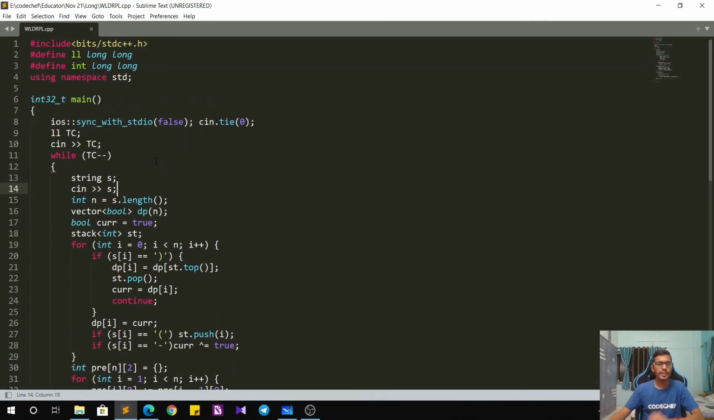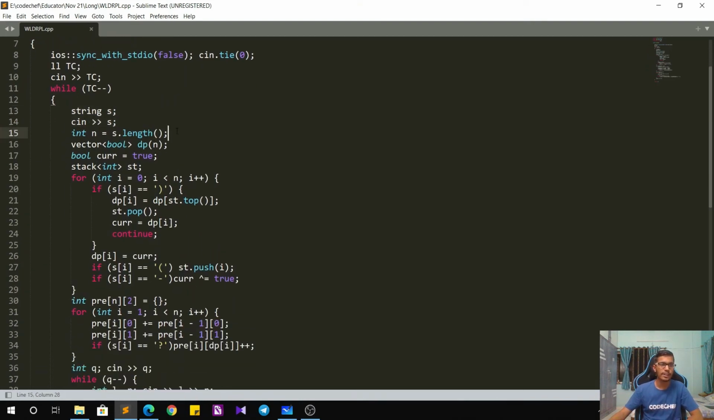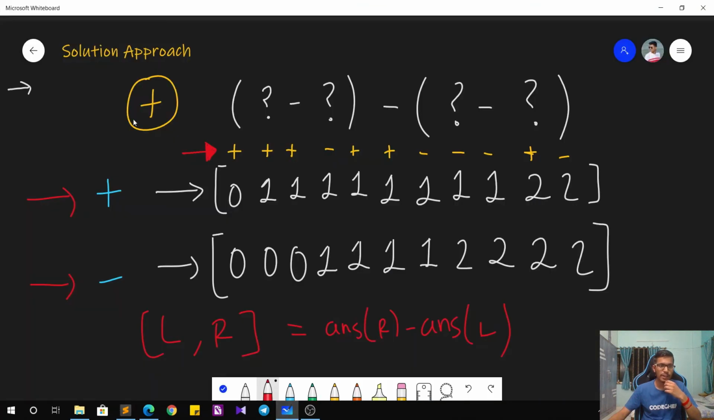We start by taking the input, that is the string input. I calculate the length of the string, and then I have a vector bool array which stores the current half of the element. There can be only two halves, as we just saw, plus and minus. I am just showing them by boolean variable, that is true or false. True corresponds to plus and false corresponds to minus. Or you can even do a vector of int with 1 or 0 as the halves. The current sign or the current half is true because that is what we had set over here, an imaginary plus, before the whole string began.